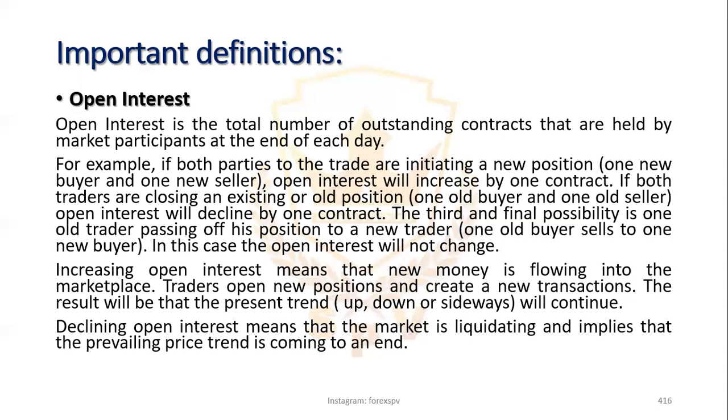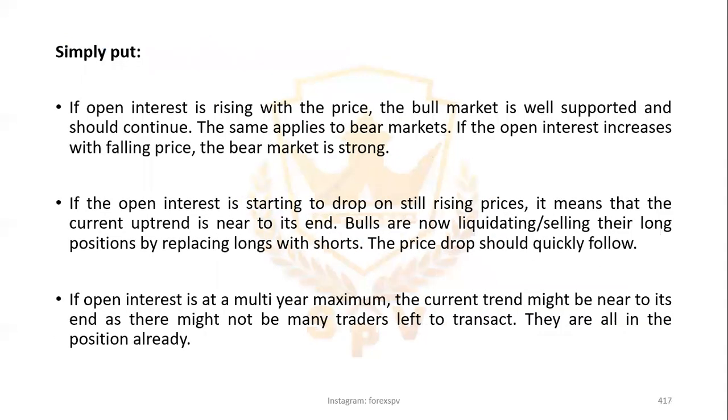So if open interest is at a multi-year maximum, it simply means that there might be very few traders left to transact. That means liquidity is gone, and the prevailing trend should come to an end, because there is no liquidity to support the move going up or going down. So if open interest is at a multi-year maximum, the current trend might be near its end, as there might not be many traders left to transact. They are all in the position already.